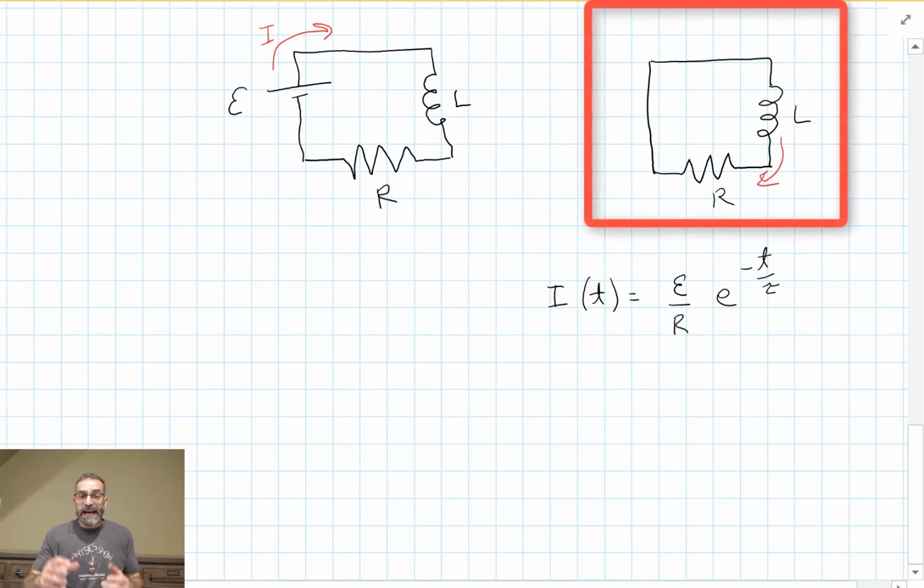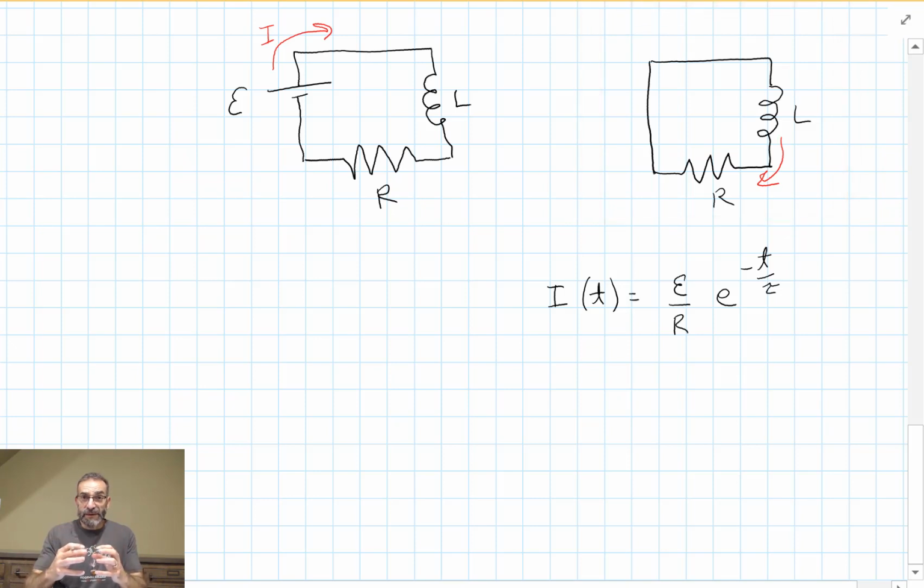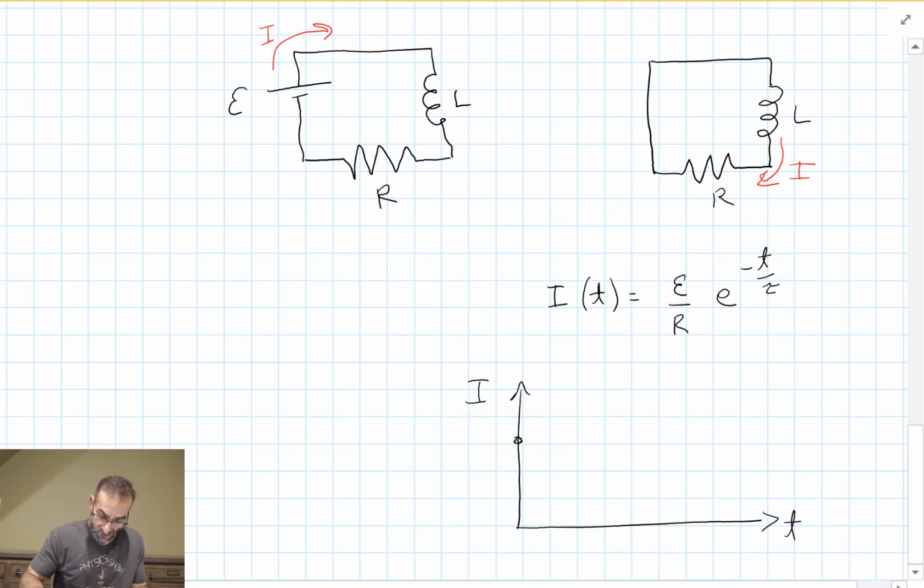And when we removed the battery, that started to die down to zero, but the self-inductance, the induced EMF, caused the inductor to act like a little battery and try to push current in this direction to keep it going. Of course, it can't do it forever. So if we plot this, it starts out at its maximum value and exponentially goes to zero as time goes to infinity.